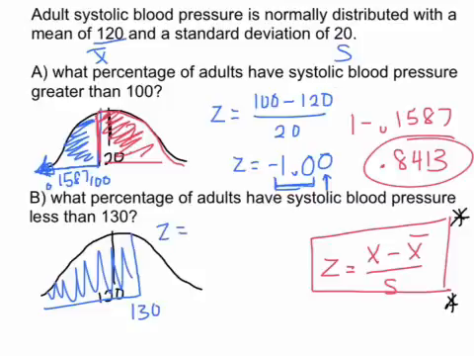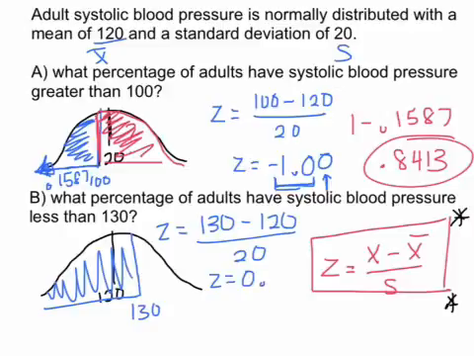My z-score is 130 minus 120 all over the standard deviation of 20. When I simplify that, I get my z-score is 0.5, but we'll write it as 0.50 because this is what's going to be on the left and this is what's going to be on the top. And when I do that, I get 0.6915. Since it's looking for what's below, then I am done right there.